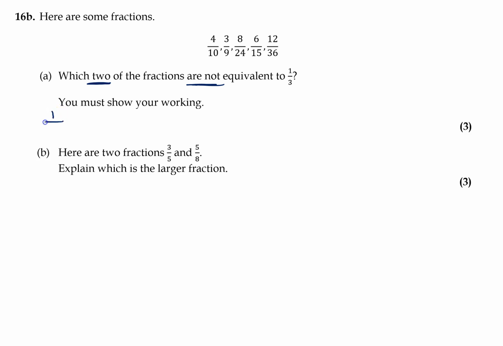We could do a third, 2/6, 3/9, 4/12, 5/15, and keep going, 6/18, and look for the ones that are not listed in the top here. Alternatively, we could cancel each of these fractions, and see which ones cancel down to a third.